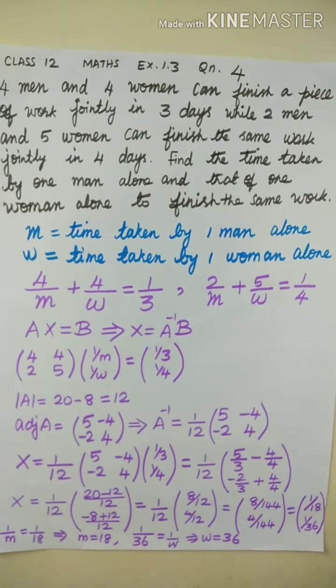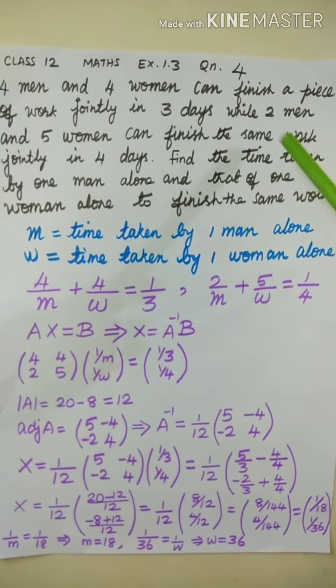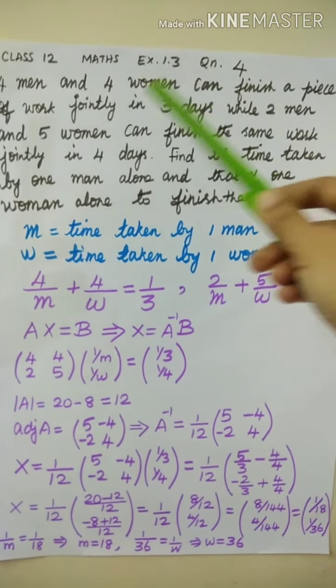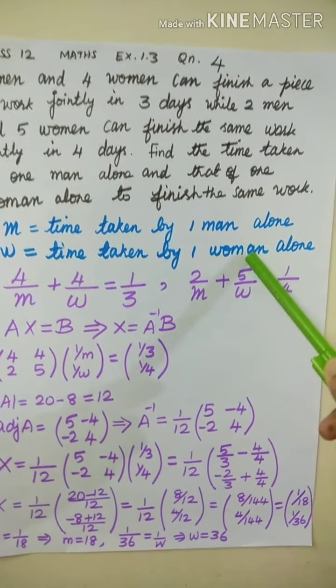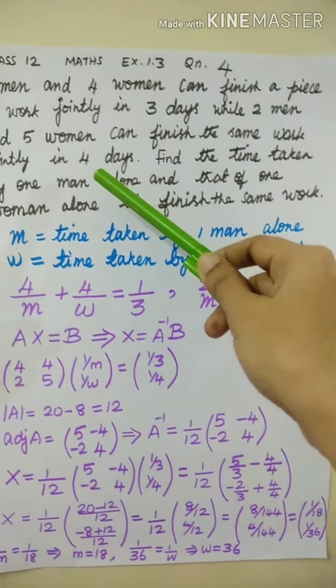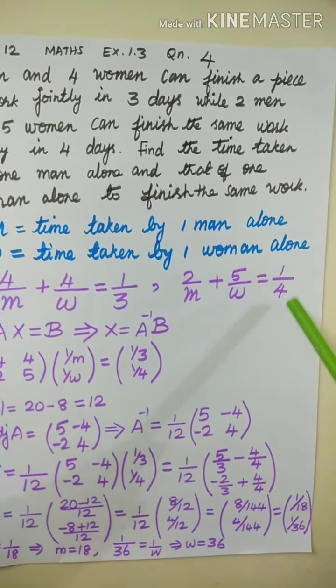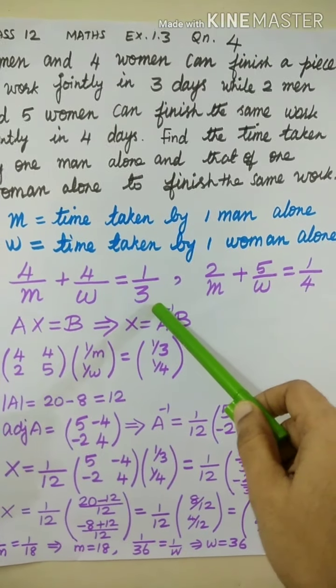Similarly, the second condition is 2 men and 5 women. So how will you write the equation? 2 by M plus 5 by W. They complete in 4 days, so we write 1 by 4. So this is per day's work.